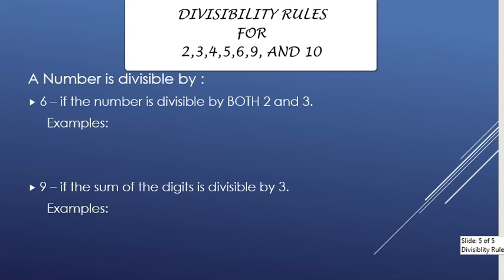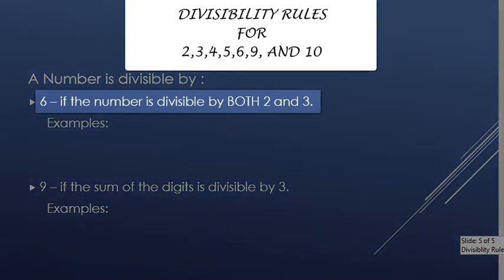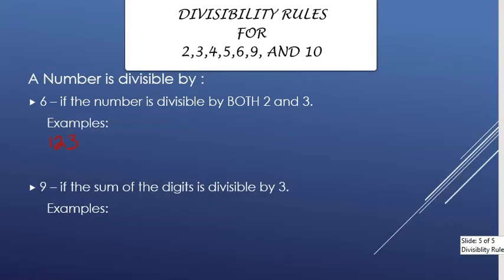All right, the next set of numbers that we're going to discuss the rules for are the number 6 and the number 9. For the number 6, it has to be divisible by both 2 and 3. So let's look at the number 123. Well, remember, to be divisible by 2, it has to be even. Since this is odd, we know it is not divisible by 2, so it is not divisible by 6 because it's not going to be divisible by 2 and 3.